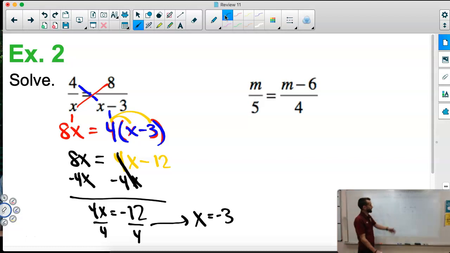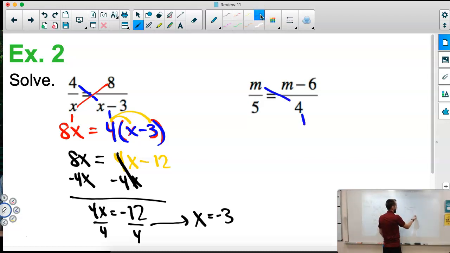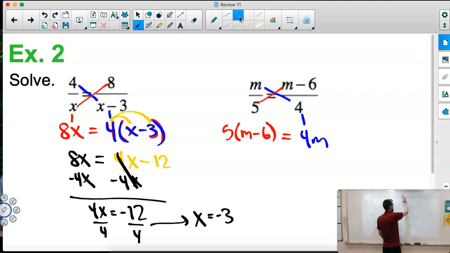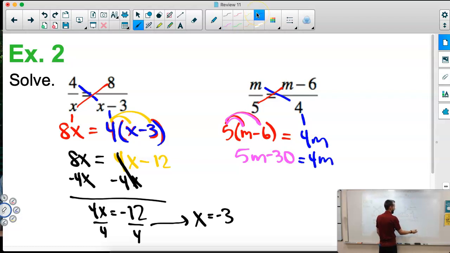And I would do the same thing over here as well. So 4 times m is 4m. And on this side, you got 5 times m minus 6. Notice on this side, again, the distributive property is going to come into play. We'll do this in pink here. So you got 5m minus 30 equals 4m. Okay. Subtract 5m from both sides. And you get negative 30 equals negative m.